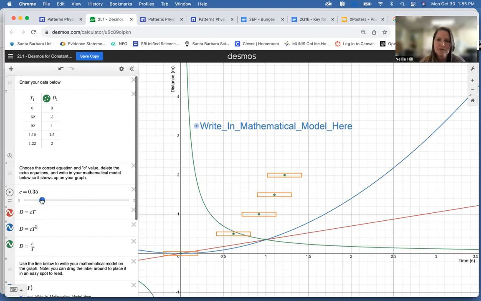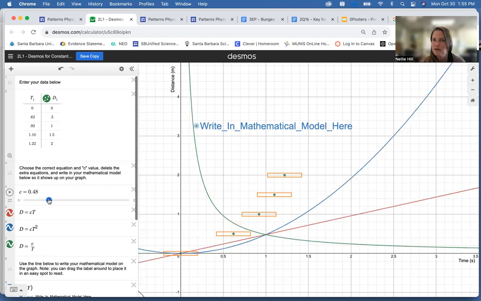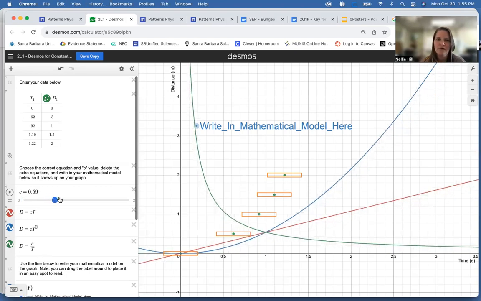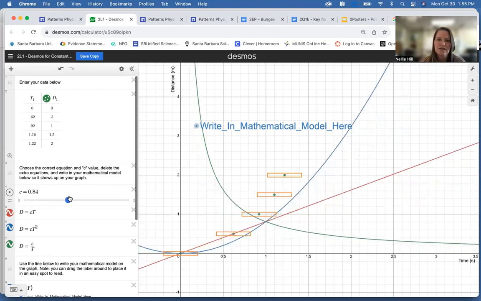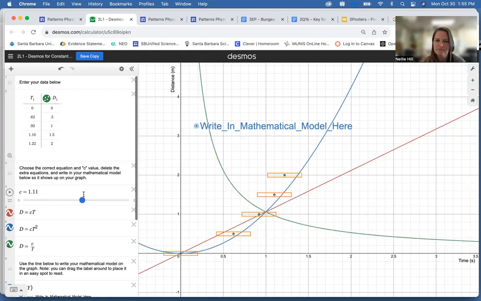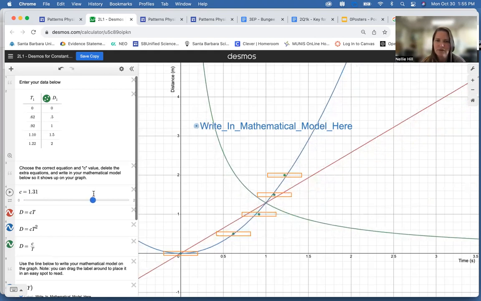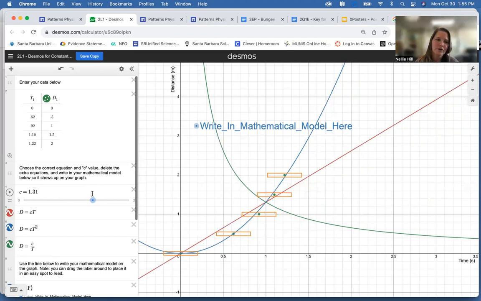So I'm going to keep sliding it over until I find a model that matches the pattern in my data. And as I slide, I can see that the green line definitely does not match. The red line's going through a couple data points, but definitely not all of them. And here I am with the blue line, the blue curve is matching up with my data.